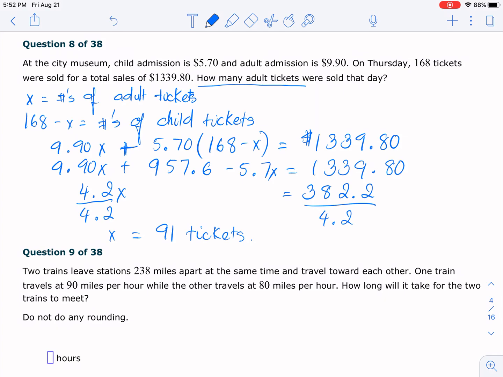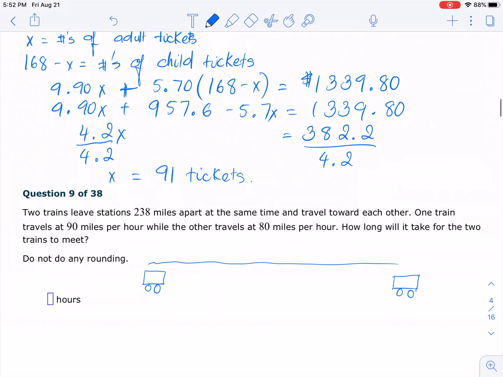Now, for number 9, a lot of people use tables. I'm not too crazy about tables. I like to draw so I can visualize it. So let's say that I have two trains. I'm sorry, I'm just going to put the train right there and the train right there. Imagine we have two trains. And then the two trains leave station 238 miles apart. So that's the distance of 238 miles. And then they leave the station at the same time and travel toward each other.